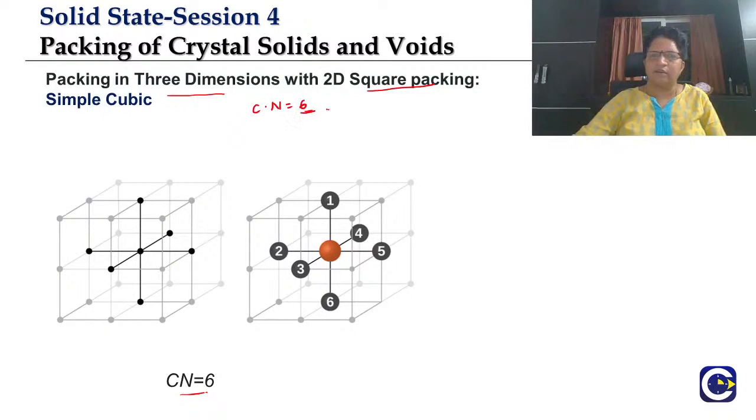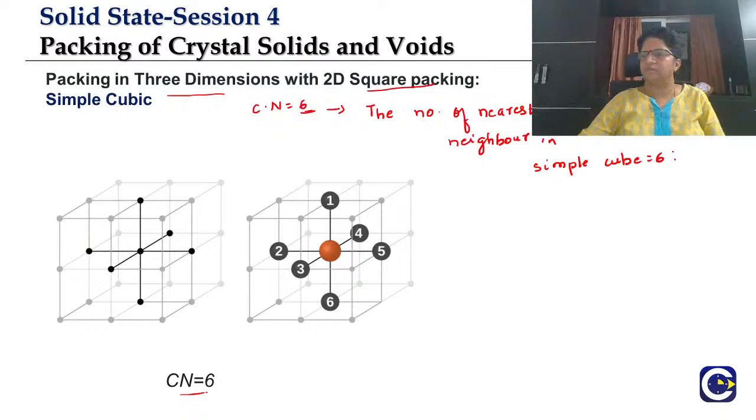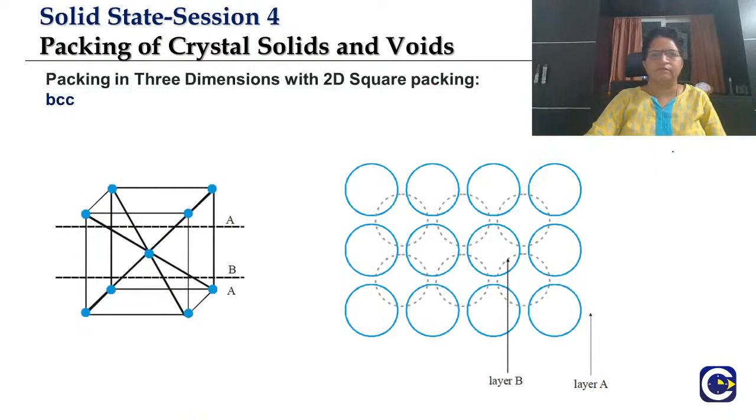What does that mean? The number of nearest neighbors in a simple cube is equal to 6. Can you see that, ma? Are you able to visualize how we are getting 6? So let's go on. Here it's clearly shown how we are getting 6.